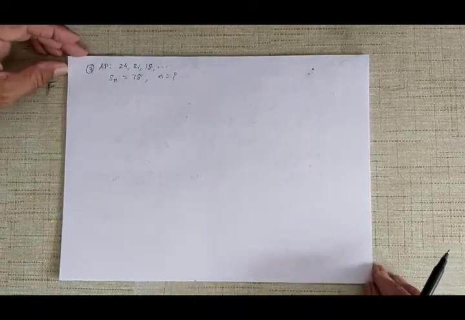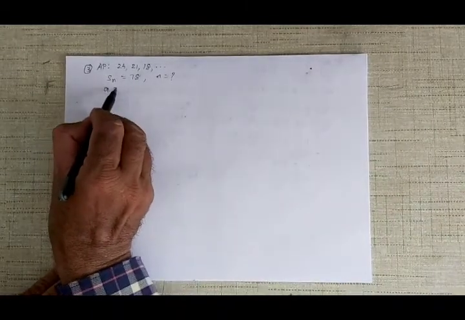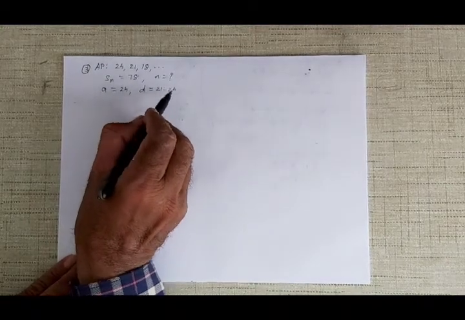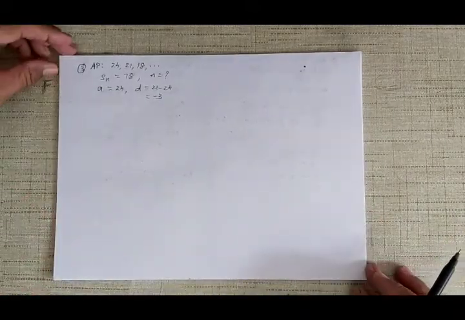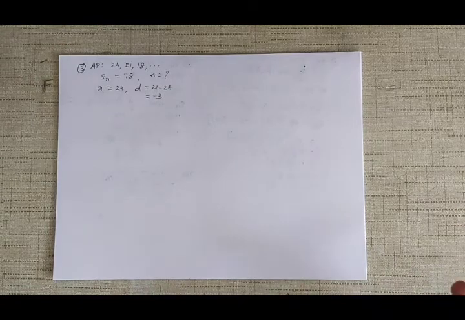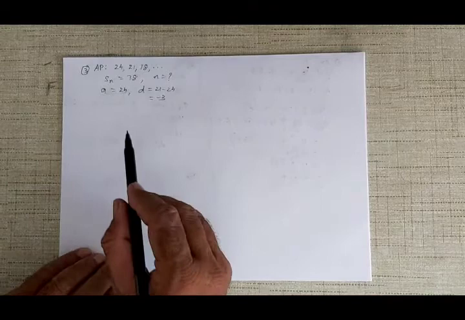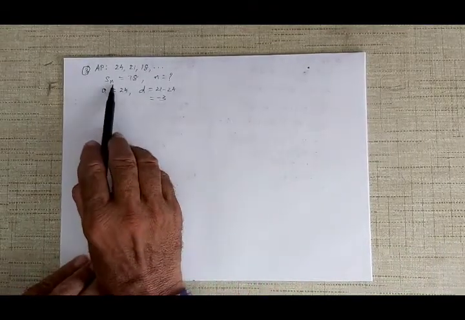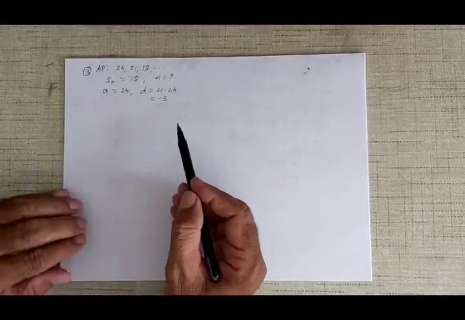Now what is this question? The question says that if an AP is given 24, 21, 18, it is a decreasing AP. Your first term A is 24, and the common difference is 21 minus 24, which is equal to minus 3. When the value of D is negative, it means it is a decreasing arithmetic progression. Obviously, when the value of D is negative, the total can come out negative or positive. How many terms? S of n is given as 78. How many terms add up to 78 is what is asked.